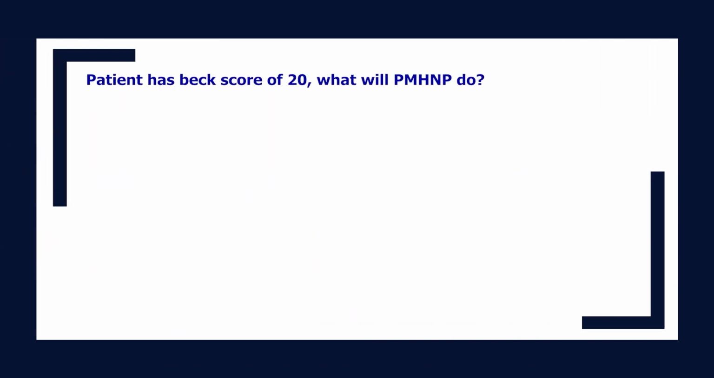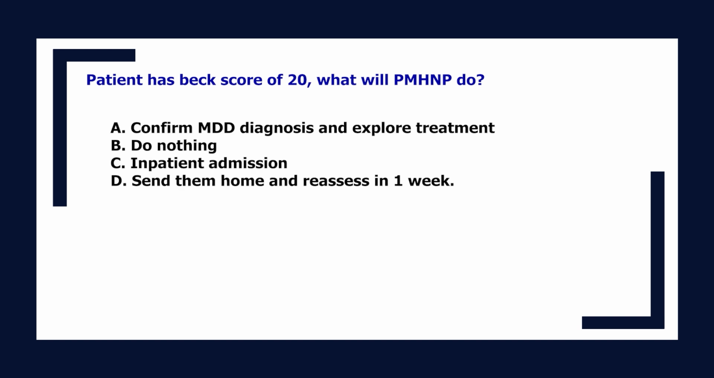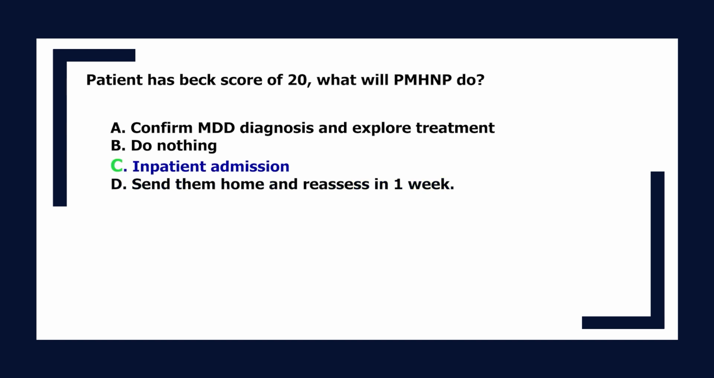Patient has Beck score of 20. What will PMHNP do? A. Confirm MDD diagnosis and explore treatment. B. Do nothing. C. Inpatient admission. D. Send them home and reassess in 1 week. The answer is C. Inpatient admission.